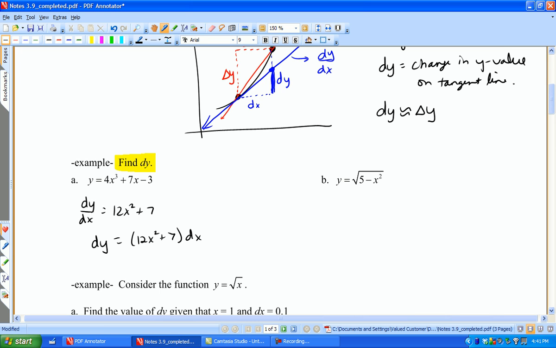Do the same thing on part B. So pause the video, find the dy expression just like I did for A, but find that for B, and then when you're ready, start the video back up.